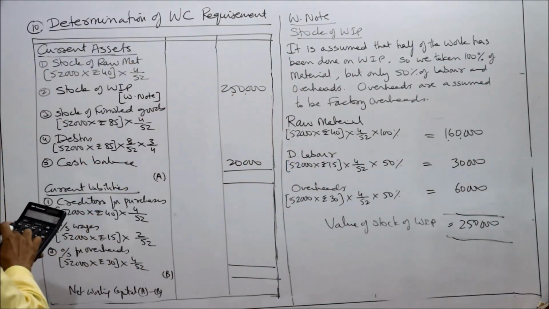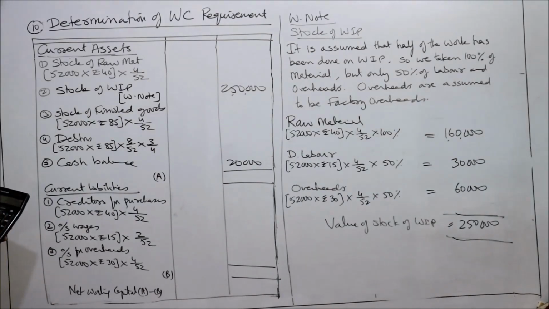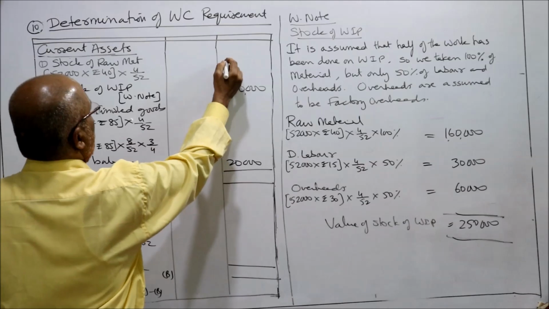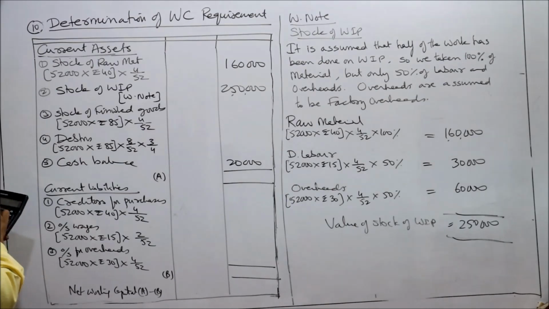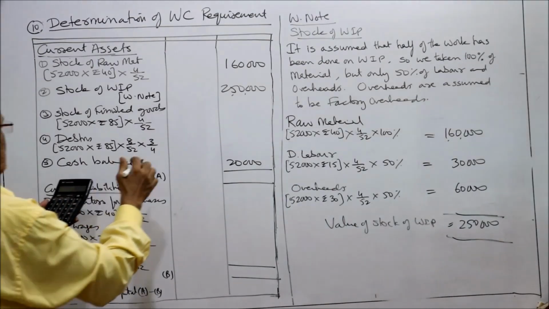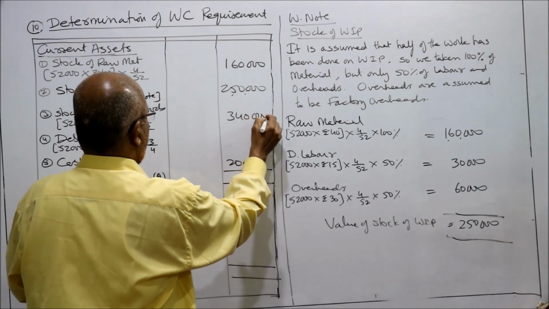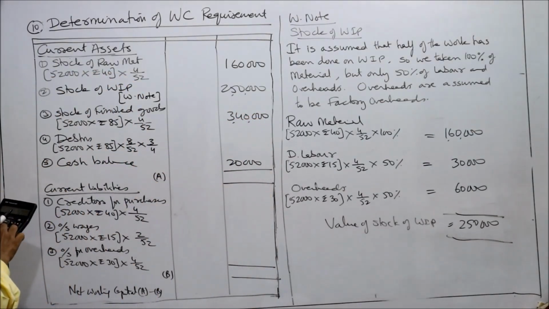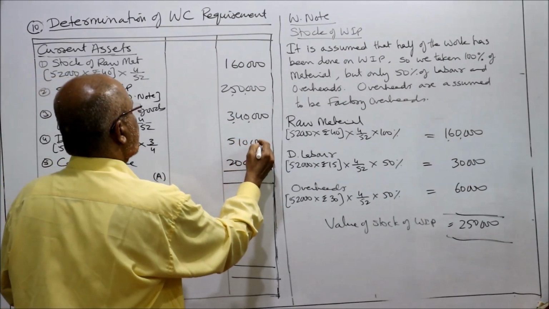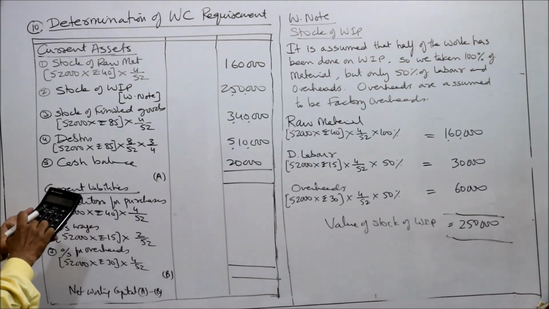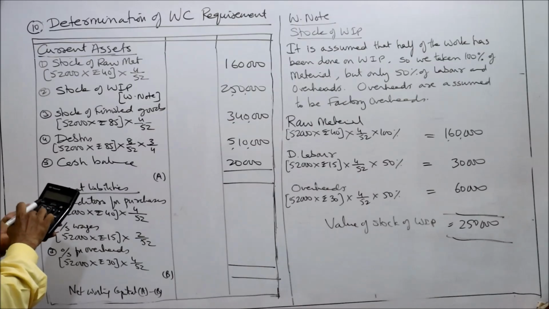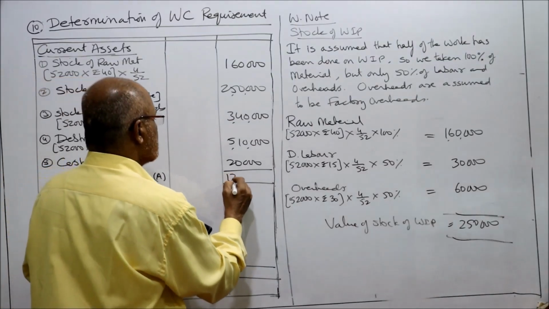Now we calculate 52,000 into 40 into 4 divided by 52, 1,60,000. Here 52,000 into 85 into 4 divided by 52, 3,40,000. Here 52,000 into 85 into 8 divided by 52 into 3 divided by 4, 5,10,000, plus 20,000 plus 3,40,000 plus 2,50,000 plus 1,60,000, 12,80,000.